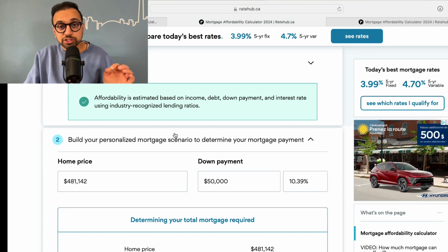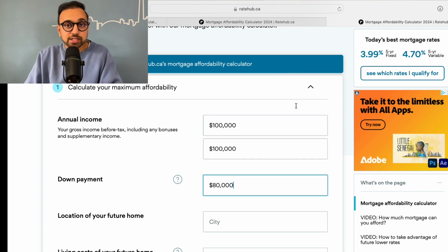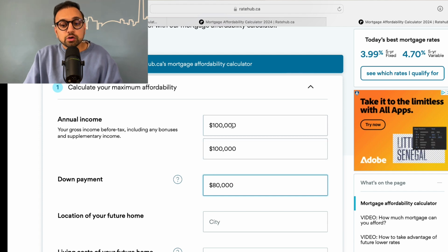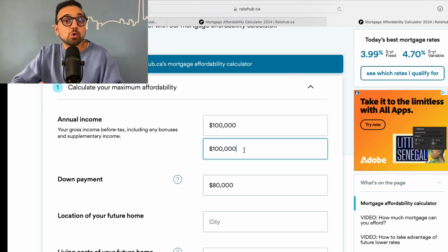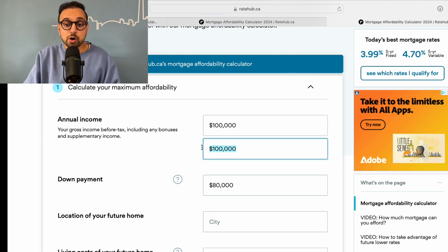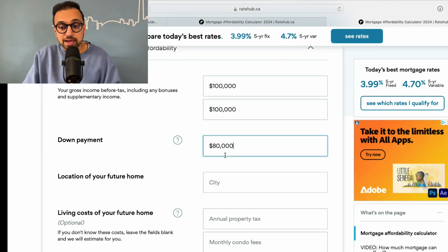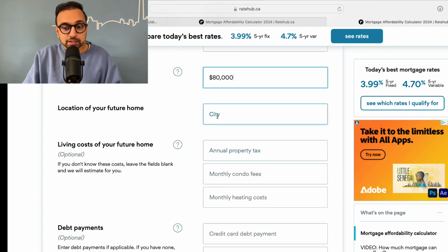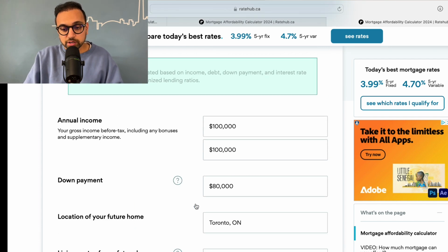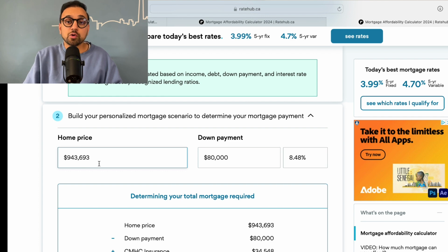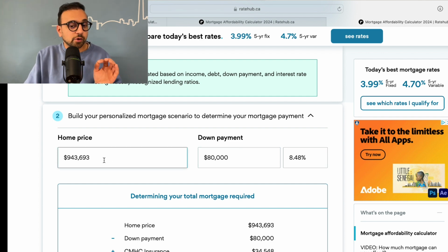But the game changes over here if you maybe do a joint venture, maybe buy it with your spouse or partner. That's where things get a little better. So your income I've put as an example is 100K, and for your spouse or someone with whom you're doing a joint venture, I'm going to assume their income to be 100K as well. Down payment in this case, I'm taking it as $80,000 in total, and the city is Toronto again. In this scenario, you can get a house for $943,000 if you put down a down payment of $80,000. These are just approximate numbers.